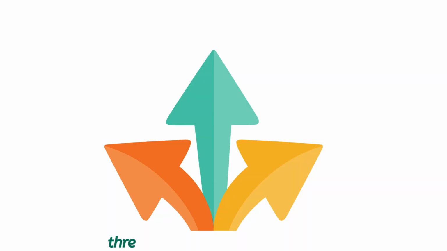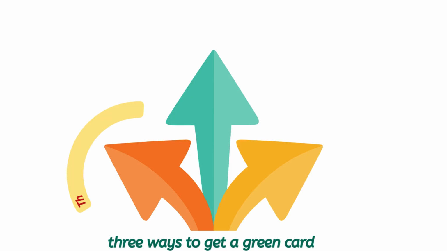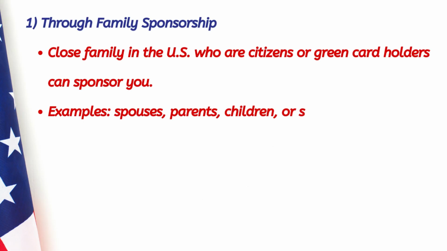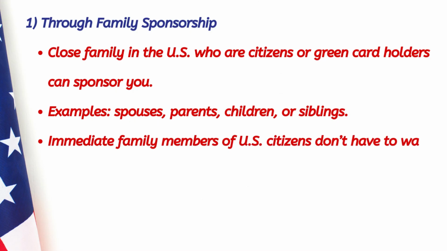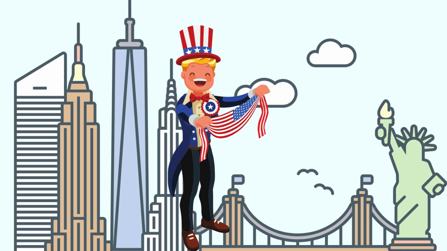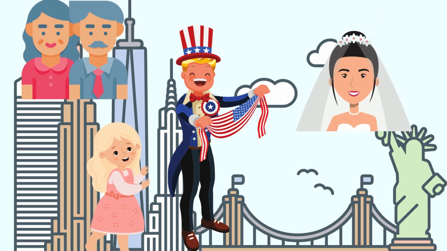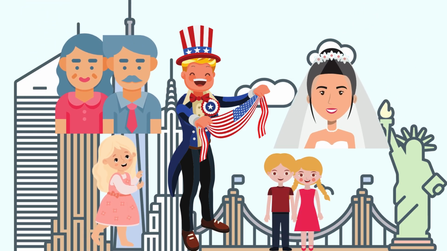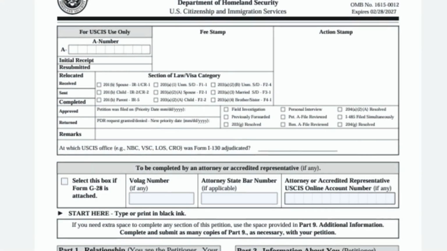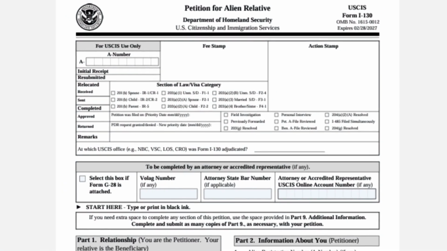Now, there are three main ways to get permanent resident status. Number one, through family sponsorship. If you have close family in the United States who are citizens or green card holders, then they can sponsor you. Immediate family members of US citizens don't have to wait for a visa number, so their process is usually faster compared to the employment based immigration request. They have to apply by filling out Form I-130, which is Petition for Alien Relative.